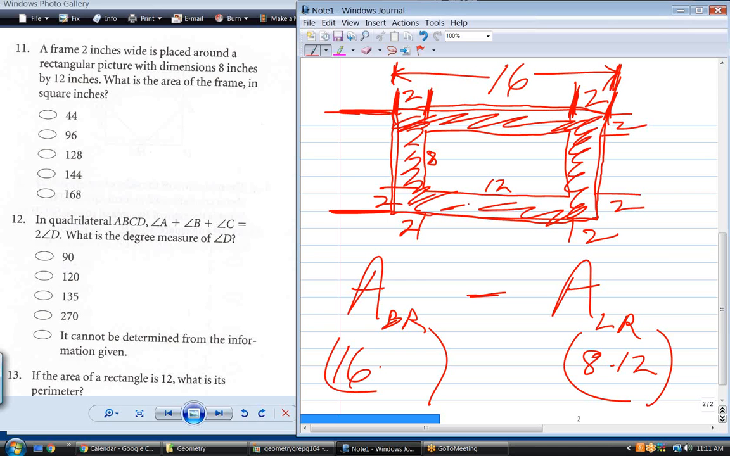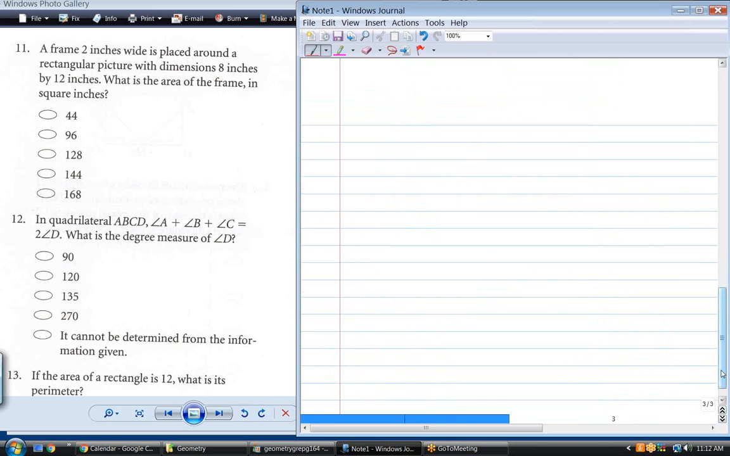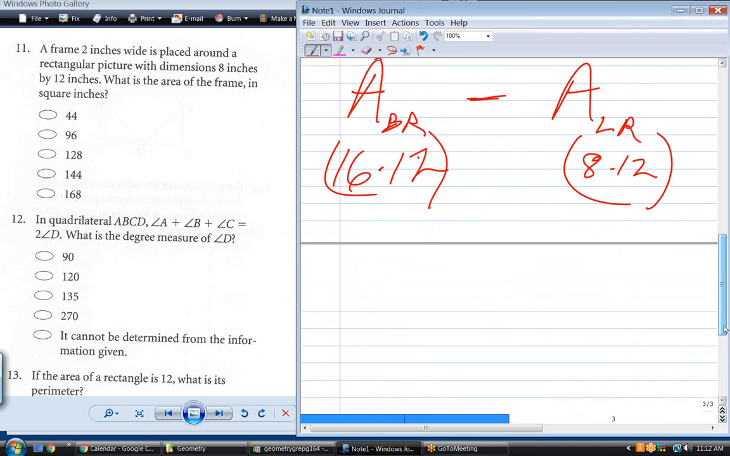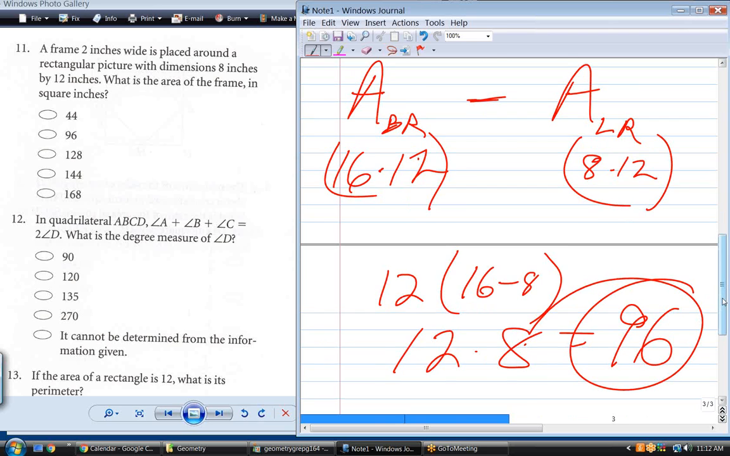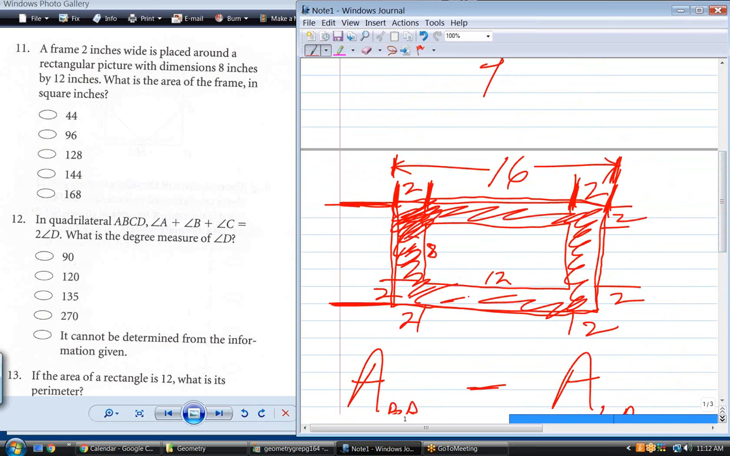So the area of the big rectangle is 16 times 12. The area of the little rectangle is 8 times 12. Well, that's an easy answer to come up with. We've done the hard work. Use a calculator if you want, but I can factor out a 12. I've got 16 minus 8, so it's 12 times 8, 96. That's the area of the frame alone, the area of the shaded region is 96.